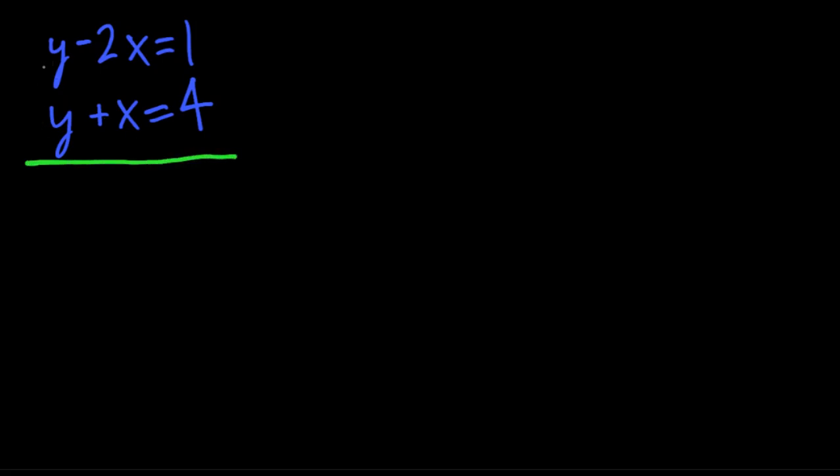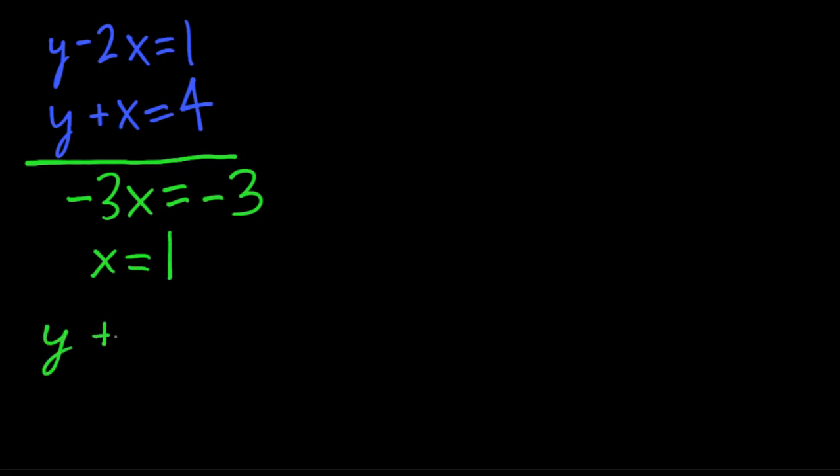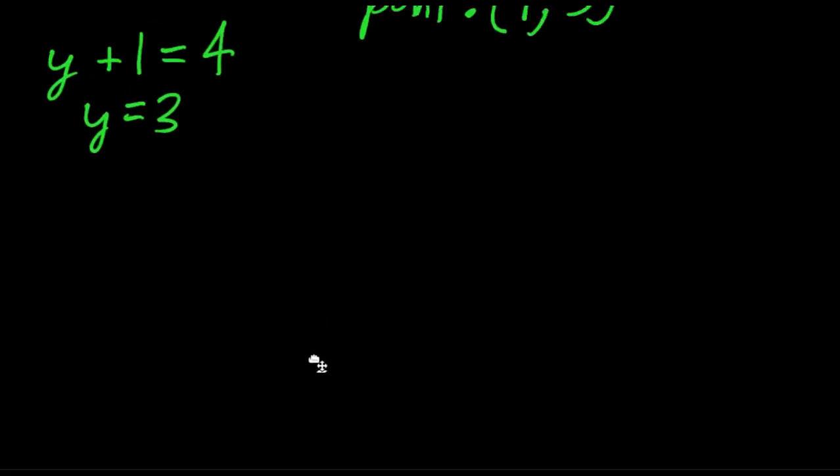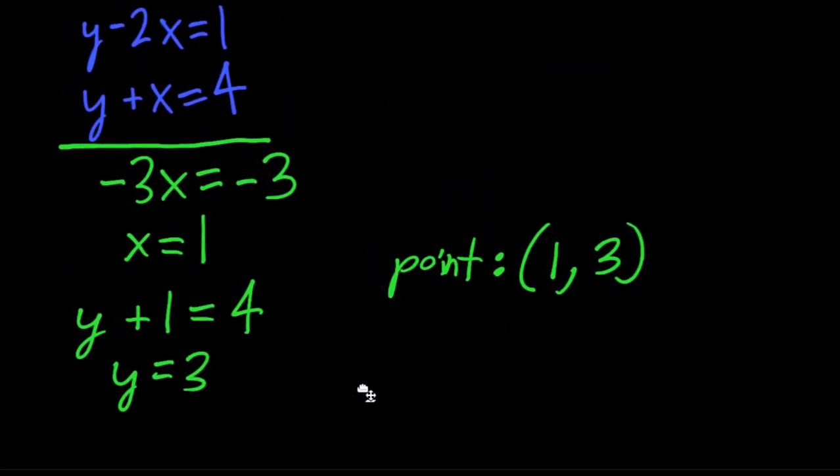So we'll subtract the top from the bottom. So we'll do y minus y is 0, minus 2x minus x is minus 3x, and 1 minus 4 is minus 3. So x is equal to 1, and as before, we'll plug that into one of the expressions. So I'll just plug it into the bottom expression, and we'll get y plus 1 is equal to 4, and so y is equal to 3. And so the point of intersection is going to be x comma y, so that's 1 comma 3. And we can prove this by actually graphing the same problem on a graph.